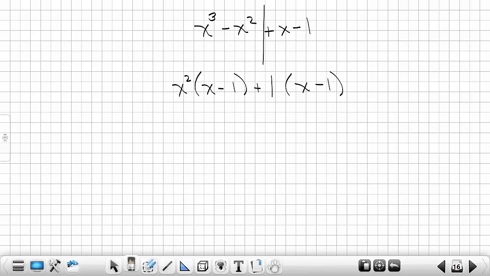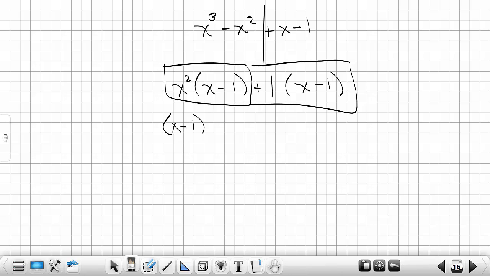Do I have the same thing in both? So I look at these, 2 items only. I want you to think of this as a binomial. Here is term number 1. Here is term number 2. There is term 1. There is term 2. Elias, what can I factor out of both of those? X minus 1 is the same in both. So if I factor x minus 1 out of both, what's left in the first one? X squared. What's left in the second one? Plus 1. And I'm done. That is now factored.